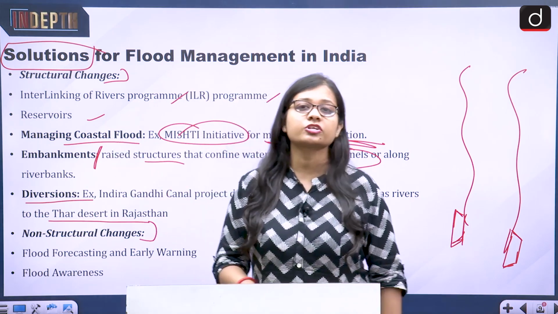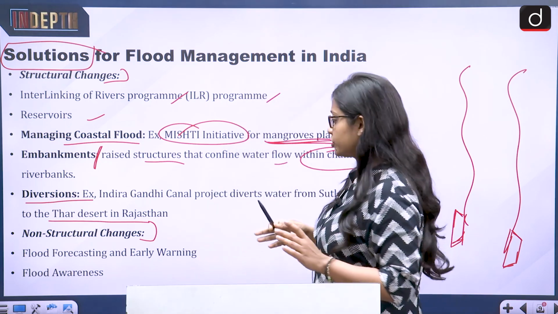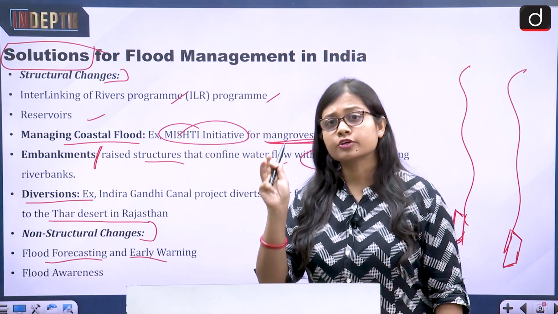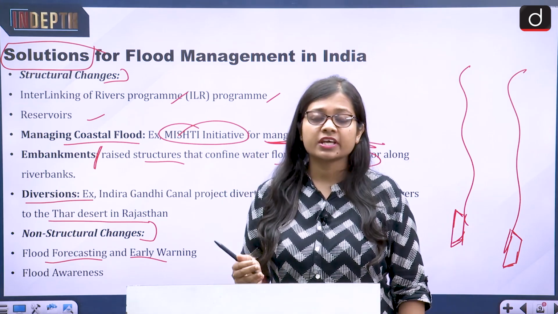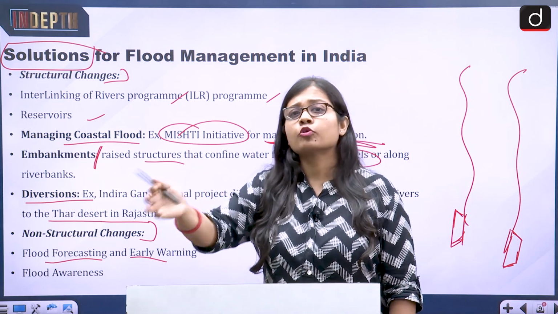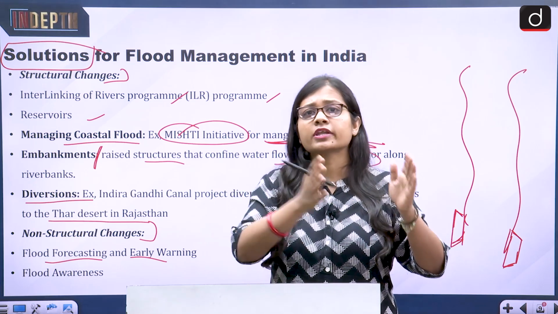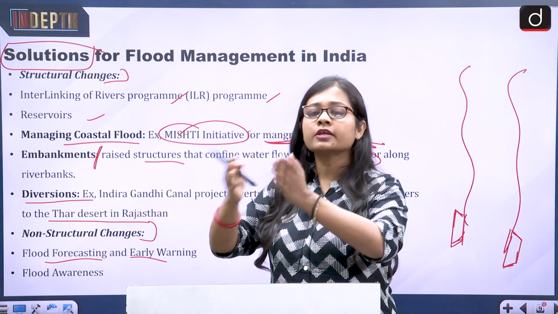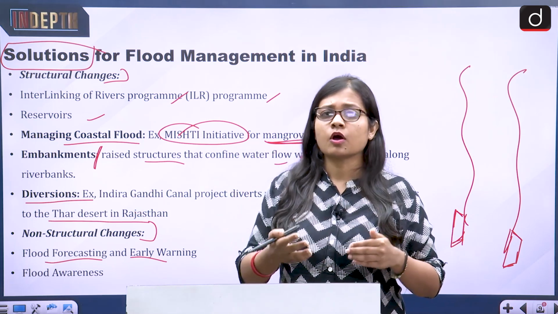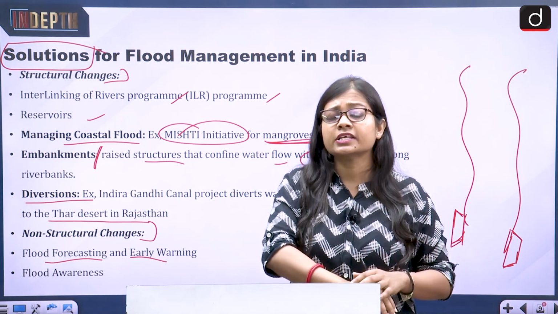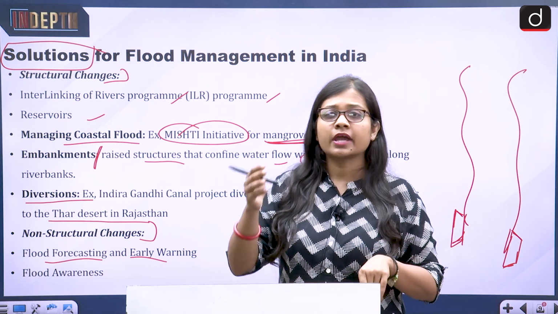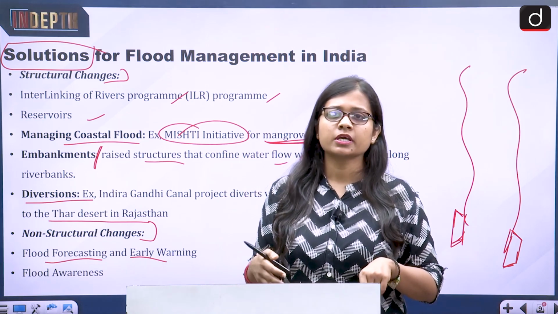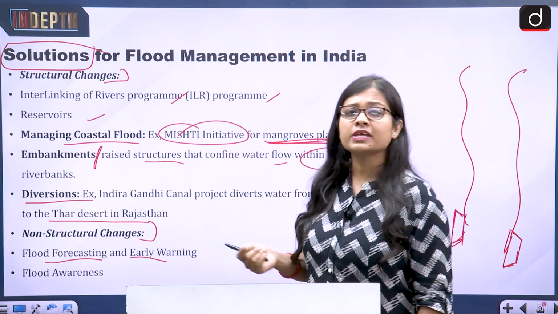Now let us talk about the non-structural changes which are important to deal with flood-like situations. For example, flood forecasting and early warning. If early warning is issued to people living in coastal areas or areas very prone to flooding, they will be prepared to deal with the floods, or in advance they can be taken to a safe place, or rescue operations can start at an early stage so that the workload can be managed, the devastation can be lessened, loss of life will not take place, and damage to public property can also be less.